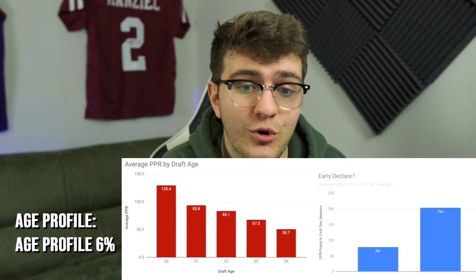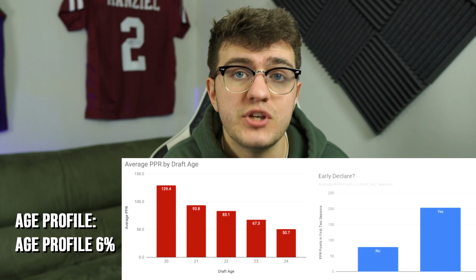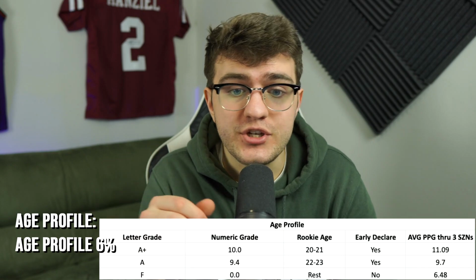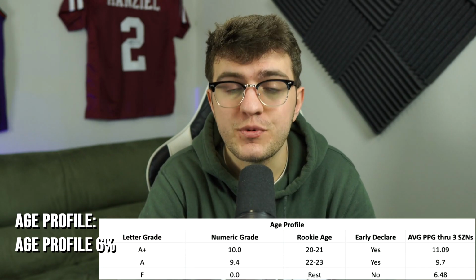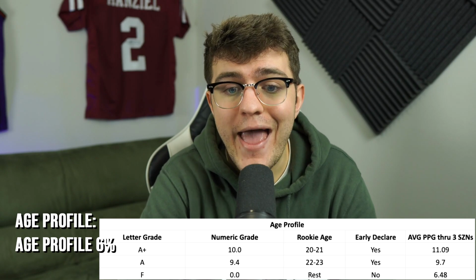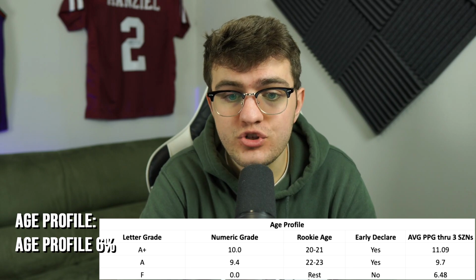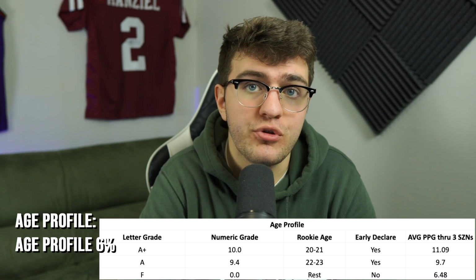So then I graded it. I wanted to find what were the age range and the early declare statuses that had the most signal in the model, and these were the 3 that I landed on. An A+ is 20 to 21 years old. They're early declares and they average 11.09 points per game through their first 3 seasons. An A, so not a really big drop off, are players who are 22 to 23 years old. They're early declares and they average 9.7 points per game through their first 3 seasons.